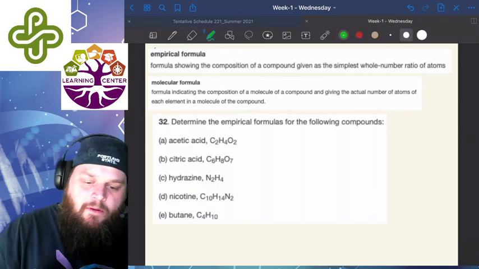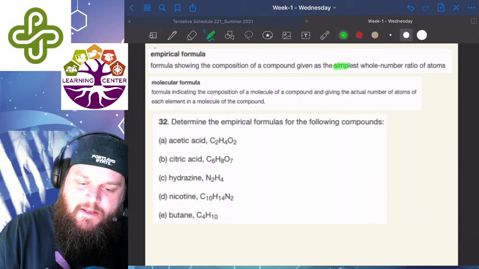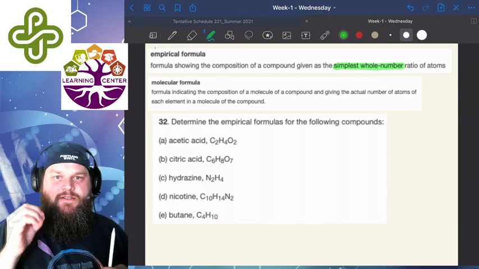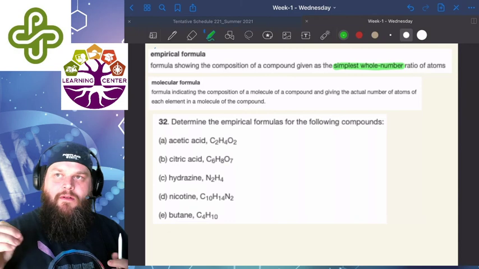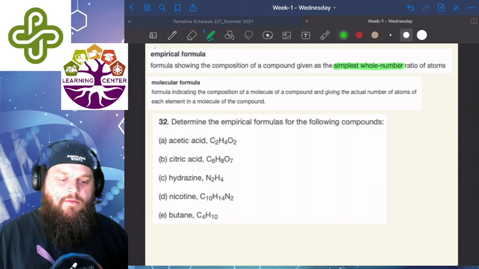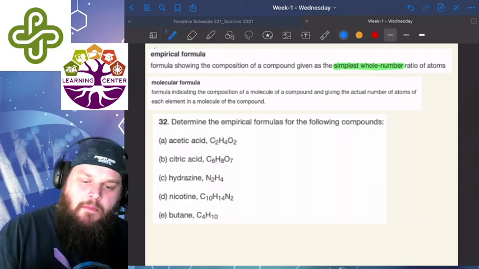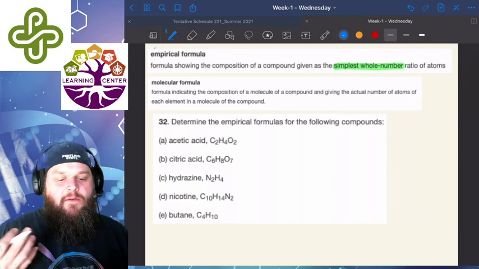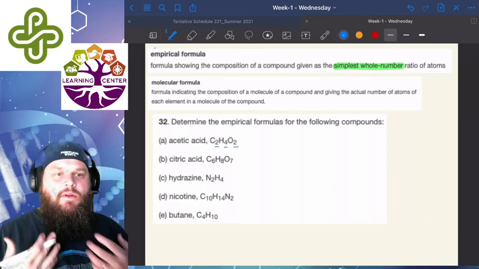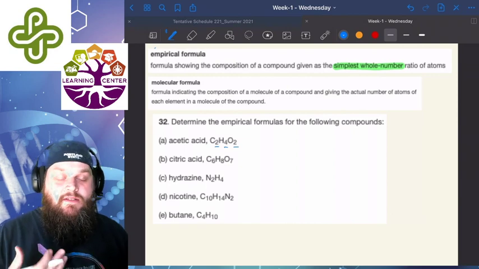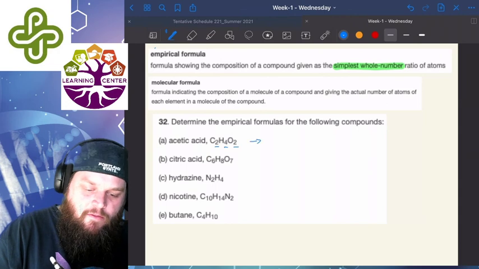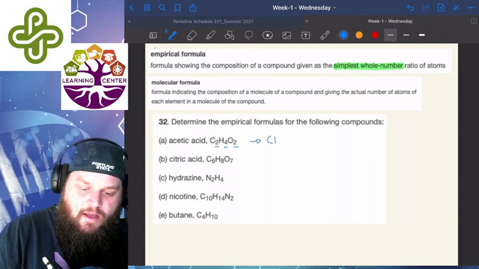One thing we can point out is it's the simplest whole number ratio. So we take those little subscript numbers and find a common factor between them, and we can factor that out to give our empirical formula. For this first one, acetic acid, C2H4O2, we look at the 2, the 4, and the 2, and ask what the common factors are. Really, it's a 2. Each one is divisible by 2, so the empirical formula is CH2O.